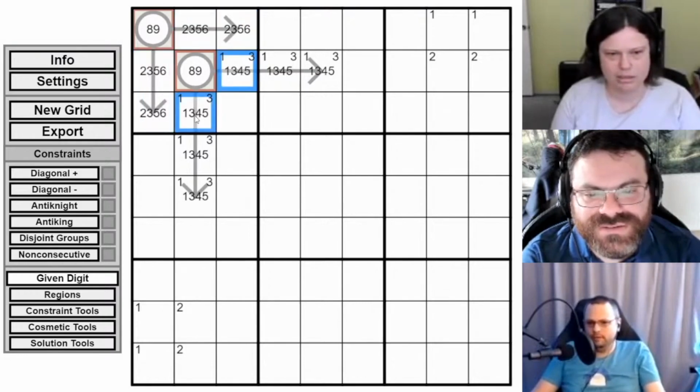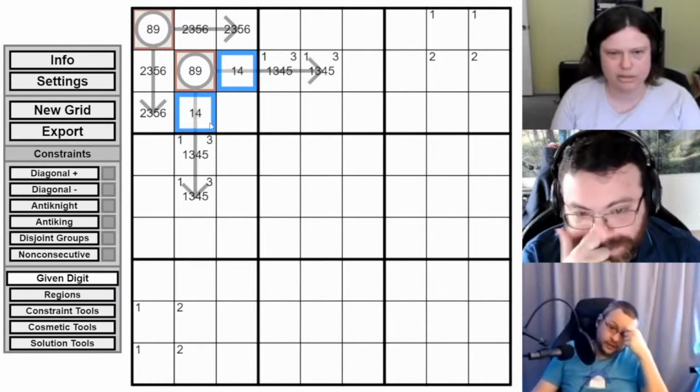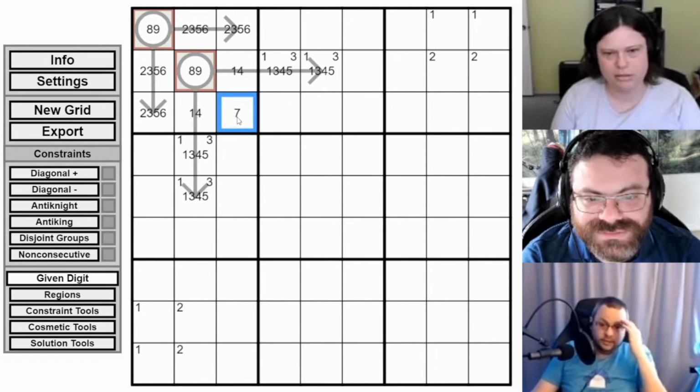So now this would be a 1-4 pair. What would go here? 7? Yeah, it would have to be 7.